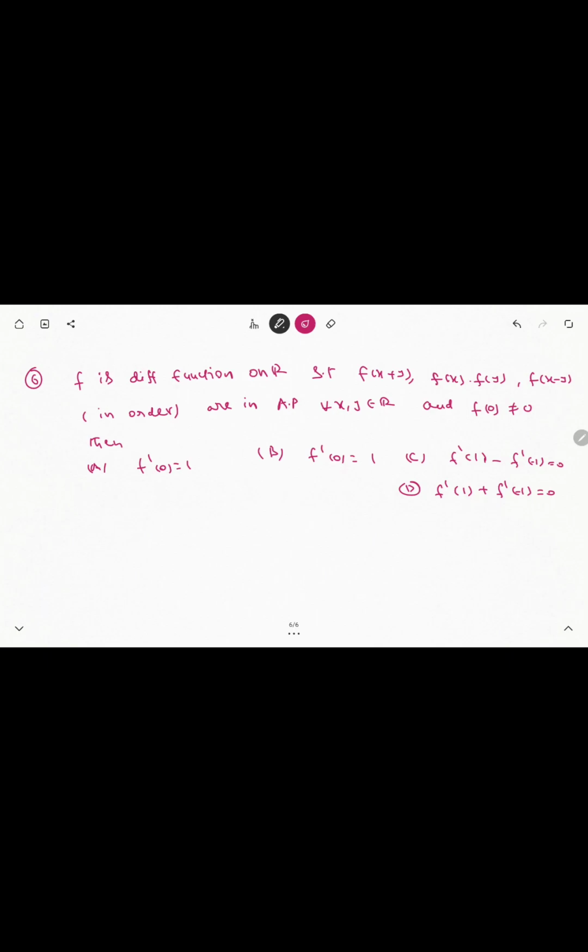Sixth one: f is a differentiable function on R such that f of x plus y, f of x into f of y, f of x minus y are in AP, arithmetic progression, for all x, y belongs to R, and f of 0 is not equal to 0. Then which of the following is correct? Try to solve it.